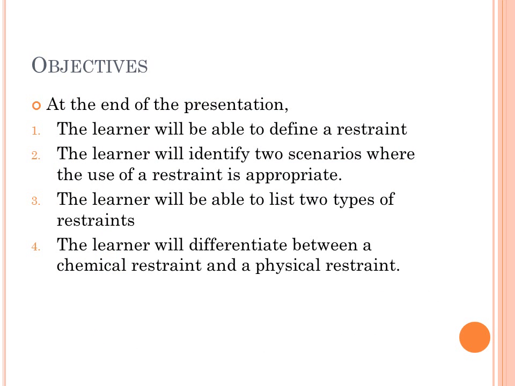At the end of this presentation, some of the objectives that we're looking into accomplishing include the fact that you should be able to define what a restraint is. Secondly, the learner will be able to identify two scenarios where the use of a restraint is appropriate. Thirdly, the learner will be able to list two types of restraints. And fourth, the learner will be able to differentiate between a chemical restraint and a physical restraint.